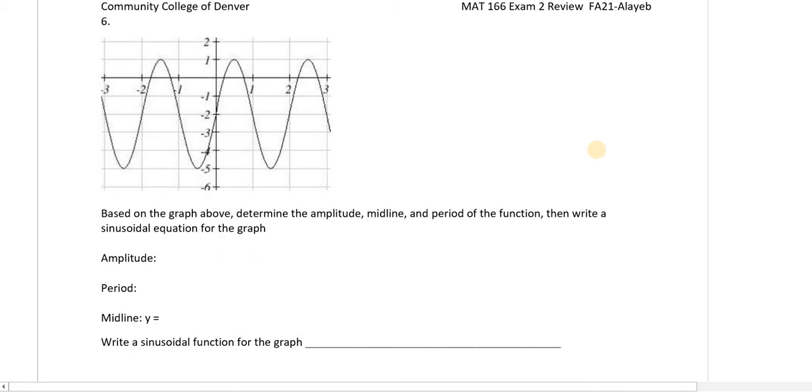Based on the graph above, determine the amplitude, the midline, the period of the function, then write a sinusoidal function equation for the graph.